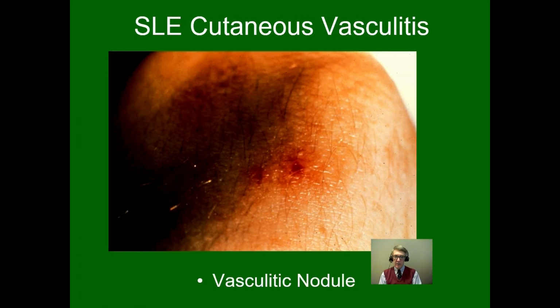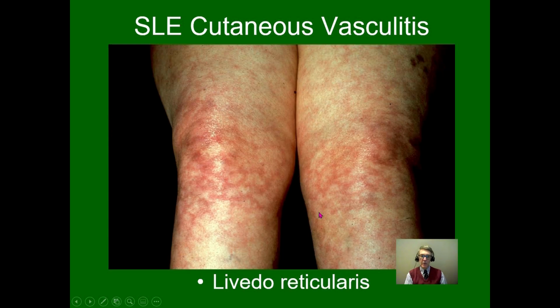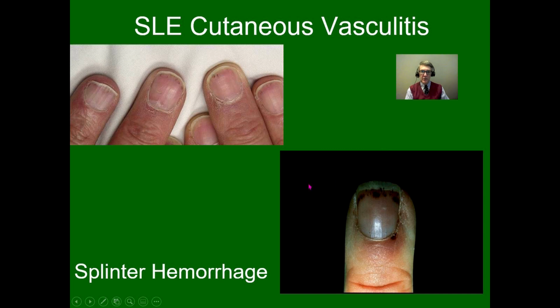There can be vasculitis associated. Vasculitis, again, is inflammation of the blood vessels. This is a little vasculitic nodule right here. This is a condition called livedo reticularis. You sort of see this fine lacy pattern, and we can see that associated with lupus, or we can see it associated with what we call cardiolipin antibodies or lupus anticoagulants, even if the patient doesn't have full systemic lupus erythematosus.